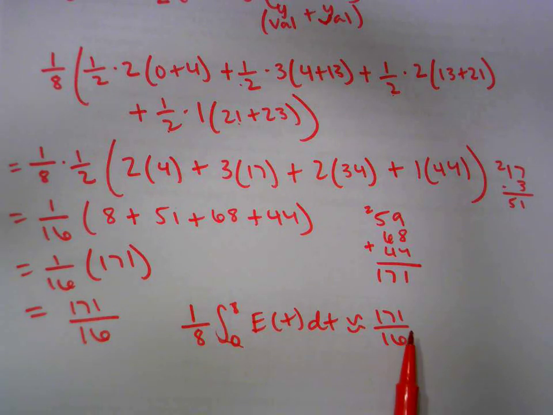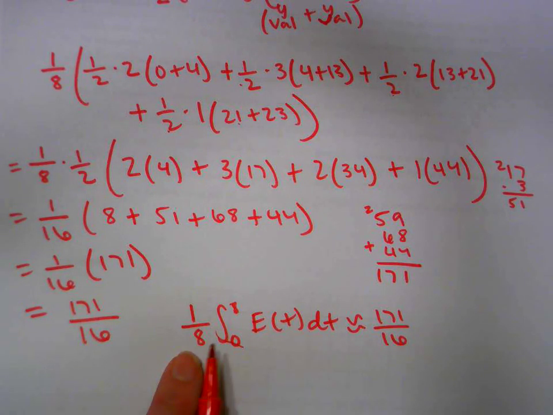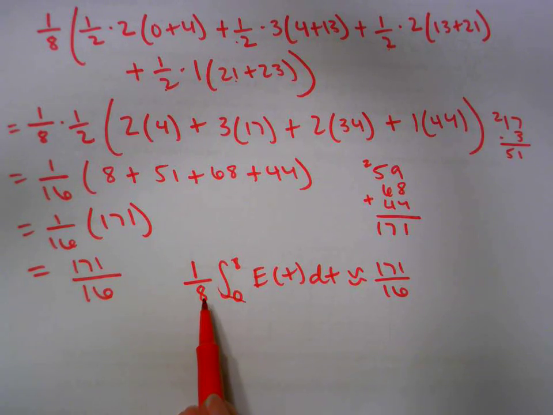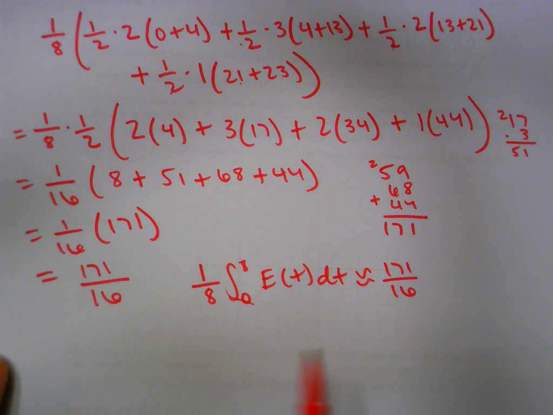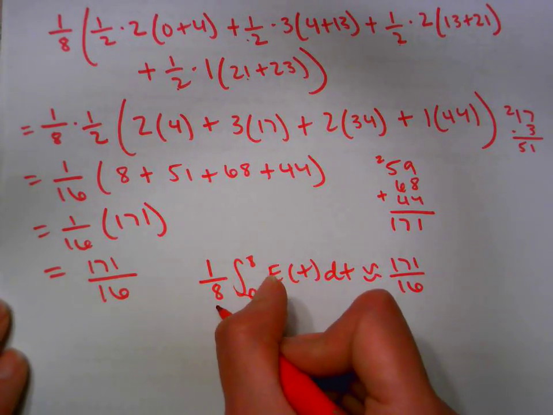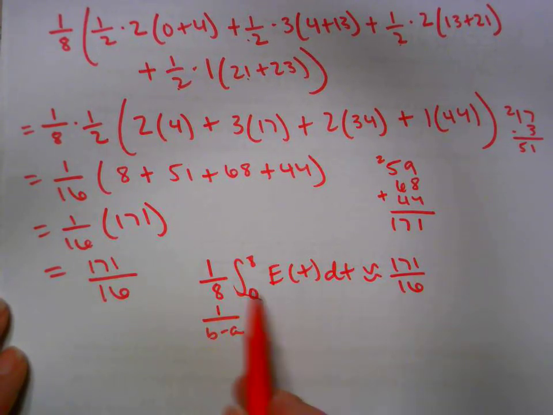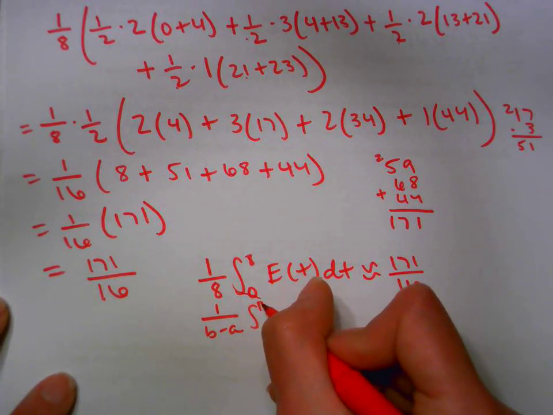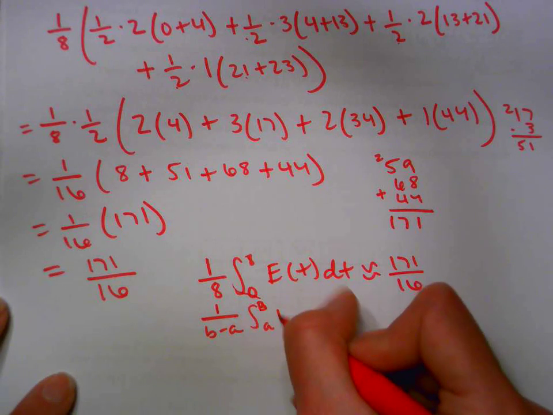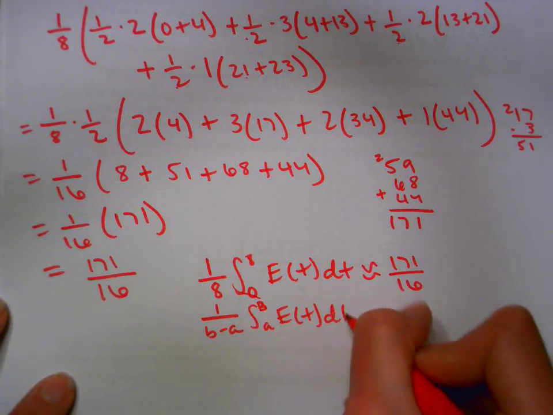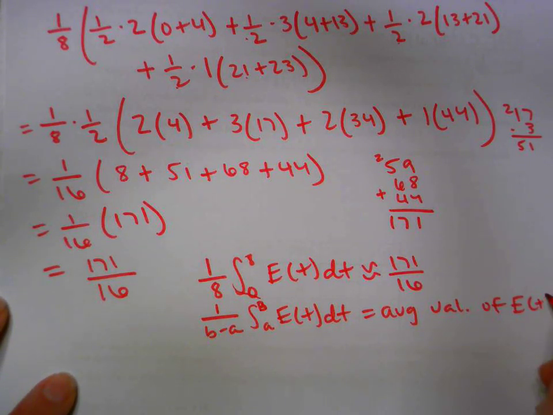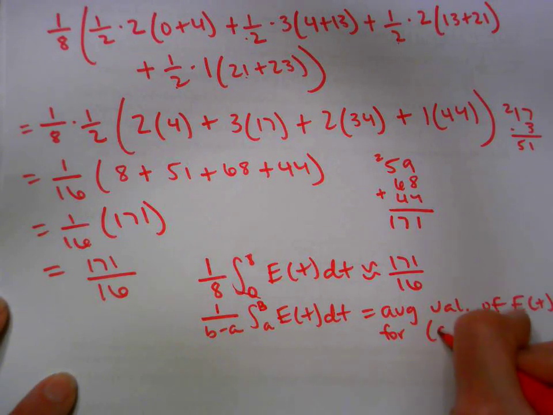So if we think about this, what are our units? So you have to identify this format, that this is average value. So let's go ahead and just put it in a sentence. Now that we determined that's average value because it's 1/(b minus a), because 8 minus 0 is 8, times the integral from a to b of some function is going to give you the average value of that function for the interval a to b.